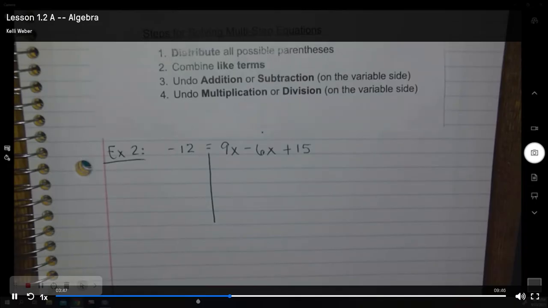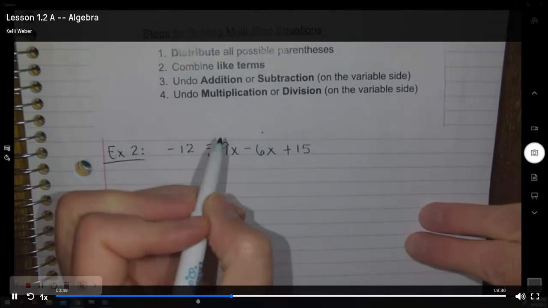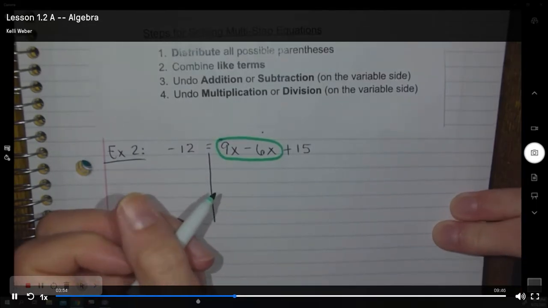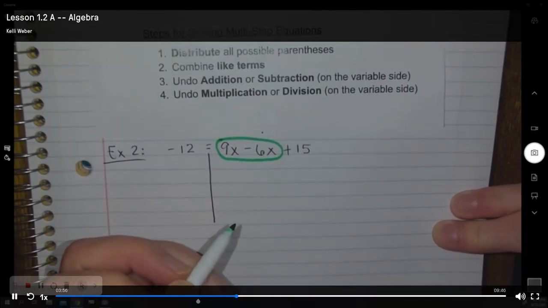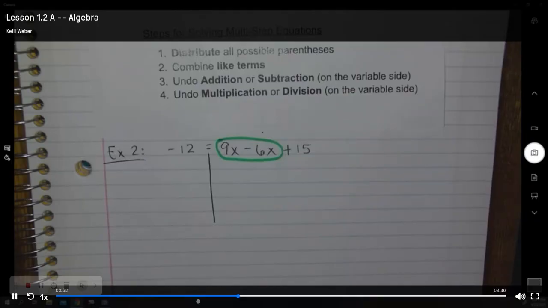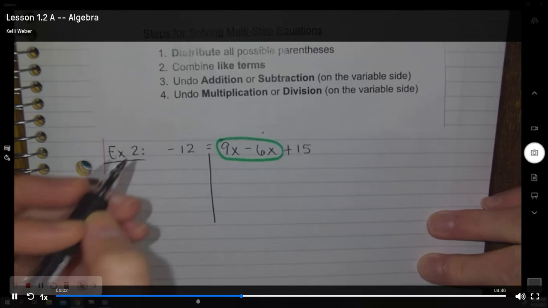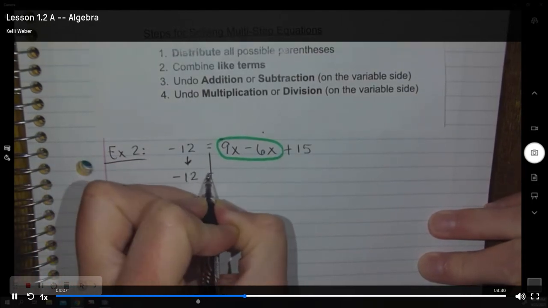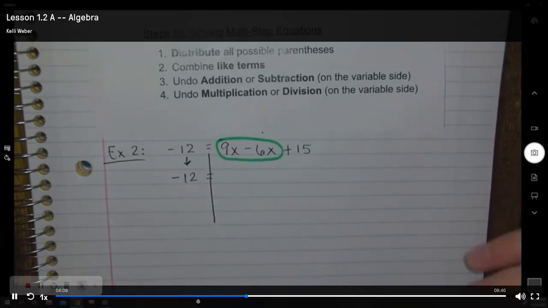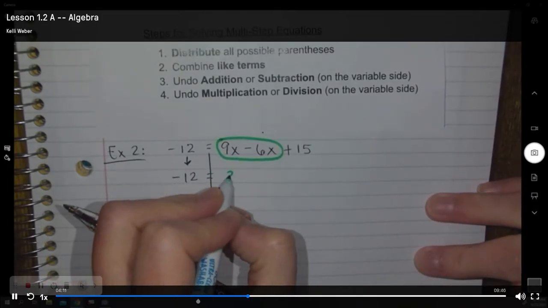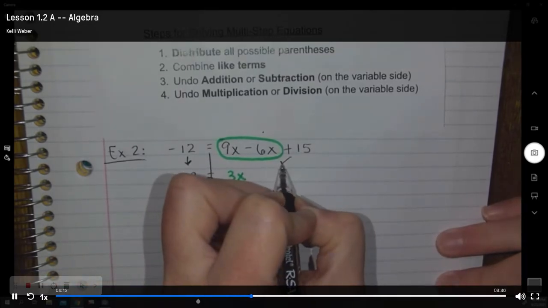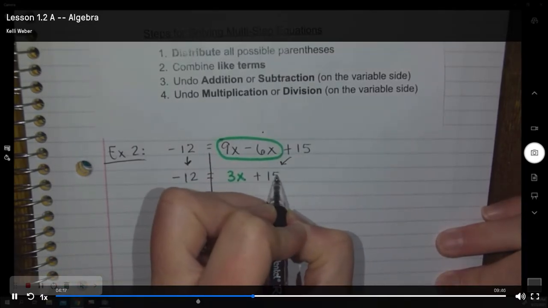So what I like to do is put a symbol around those like terms. So then I know, okay, these ones go together. Sometimes they're not side by side directly, and we'll look at an example like that in a little bit. So I'm going to bring down this negative 12. I haven't used it. 9x minus 6x is 3x. And I'm going to bring down this plus 15 because, again, I haven't used it yet.